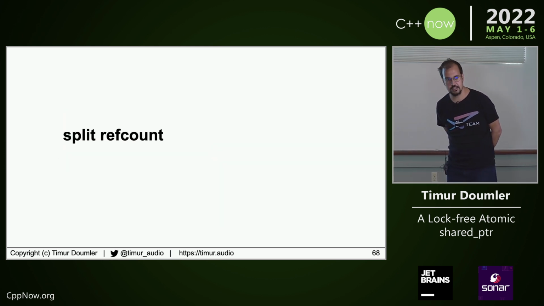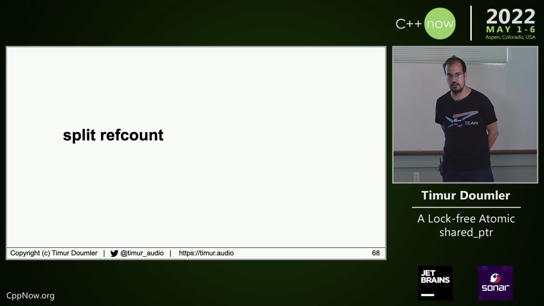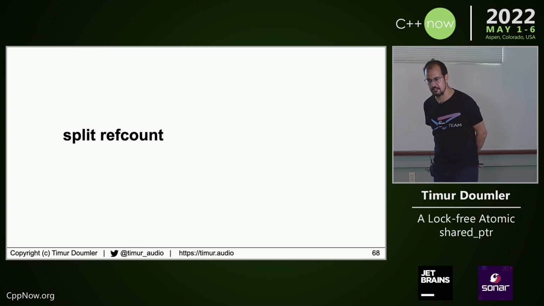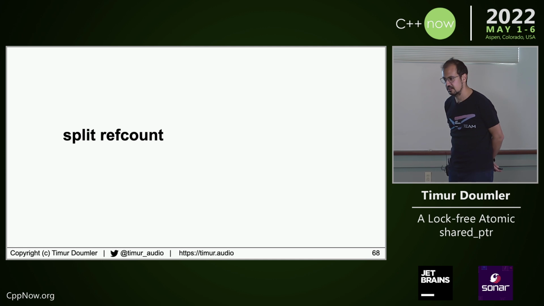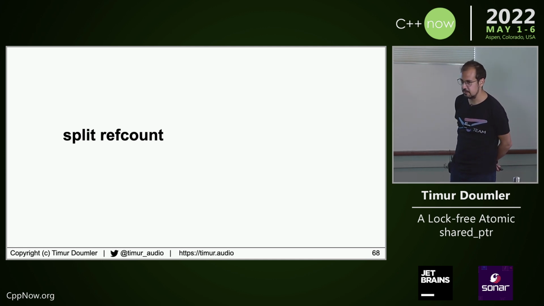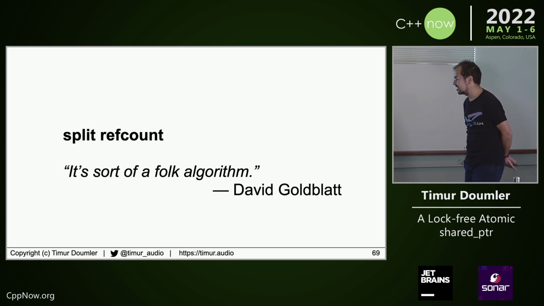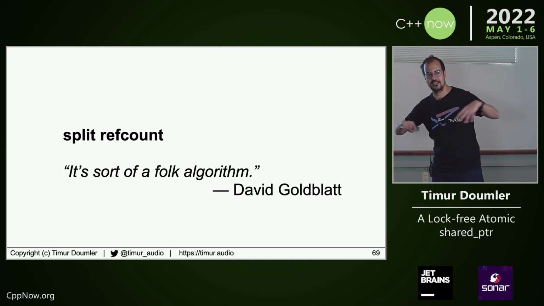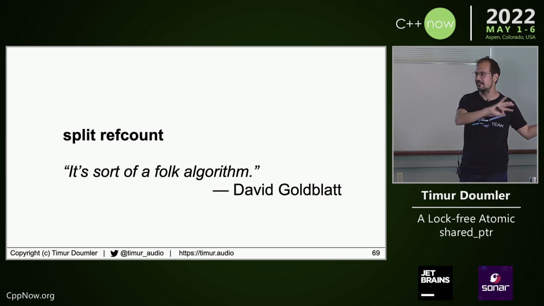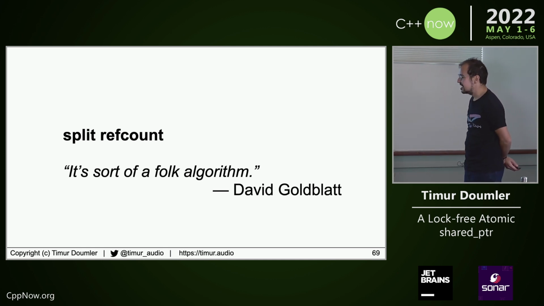It's not an algorithm that you will find a lot of material on. I'm probably not going to find this in a classical book about programming. David Goldblatt, the maintainer of the Folly implementation, put it like this: it's sort of a folk algorithm. There are a few people who know how it works, and that knowledge is being passed on from person to person. That's how this works.